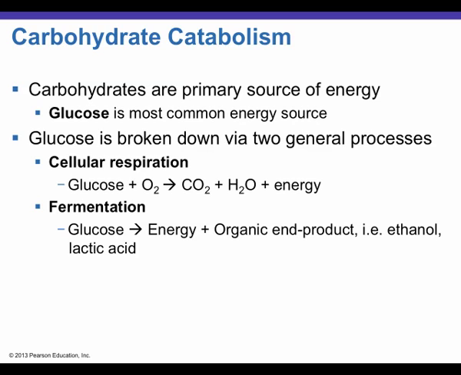And that's because carbohydrates are a primary source of energy. And carbohydrates, or glucose, is the most common carbohydrate we get energy from. So actually, we're only going to talk glucose catabolism. And if you understand glucose catabolism, you're going to understand the rest of the catabolism because they all use quite similar pathways, similar processes. Now, glucose is broken down in two general ways called cellular respiration.